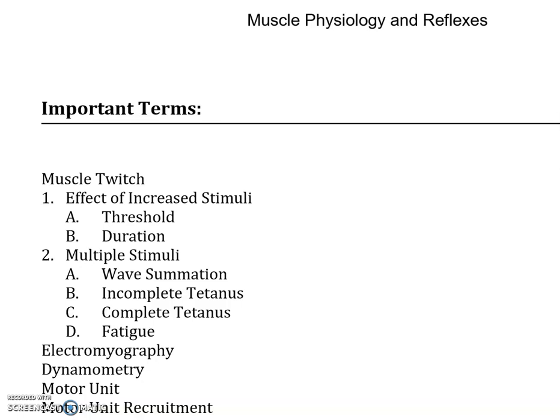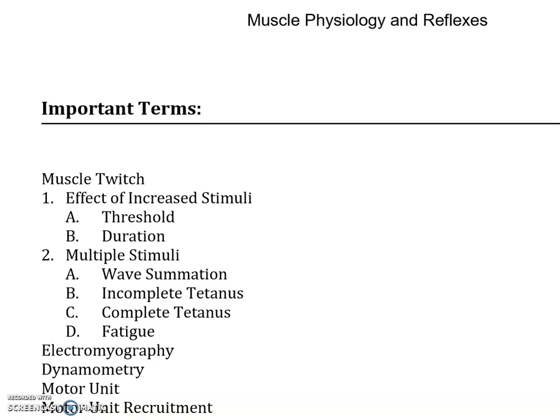Let's take a look at the important terms page for the muscle physiology and reflexes lab. We're going to start with the muscle twitch. A muscle twitch is a single isolated above-threshold stimulation of a muscle fiber that's then followed by a contraction.